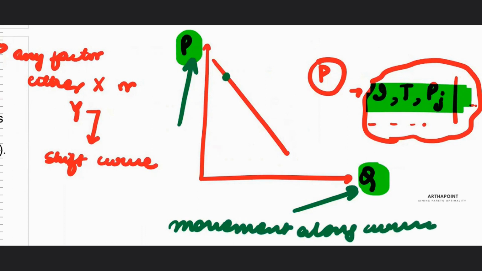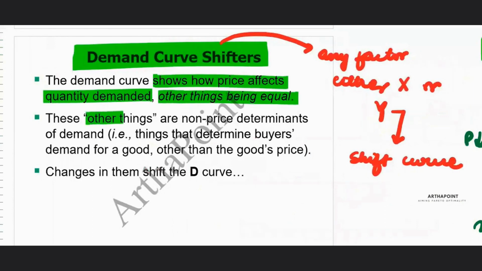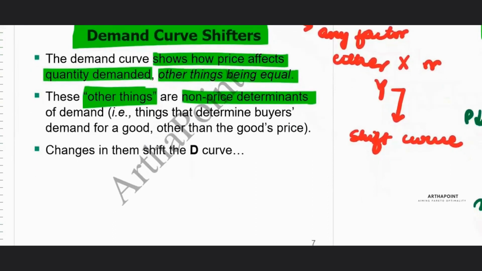For example, if you're at point A and the price of the product decreases, you will move along the curve from A to B because now price has reduced, so you will demand more, right? Any factor on the X or Y axis always leads to movement along the curve. But any factor neither on the X nor on the Y axis leads to a shift of the curve. The demand curve shows how prices affect quantity demanded, other things being equal. These very other things, the non-price things, are what shift the demand curve when you change them.